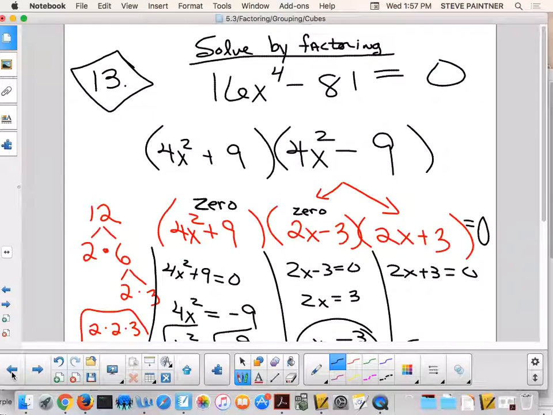Hey guys, would you go do number 1 in your notes right now? And I want you to solve. So the cube root of this is 5.